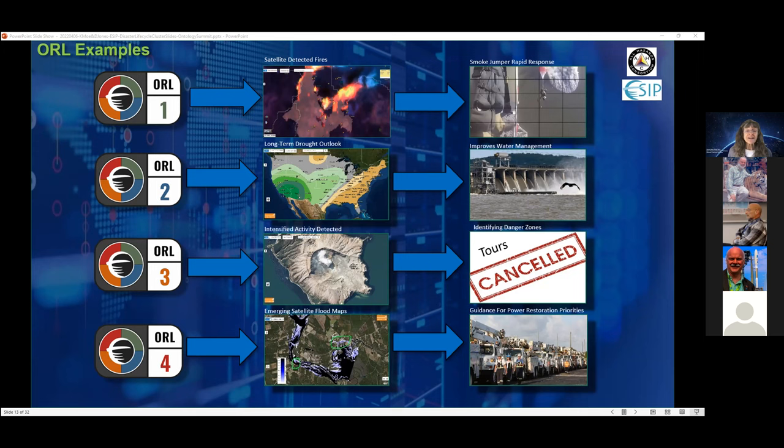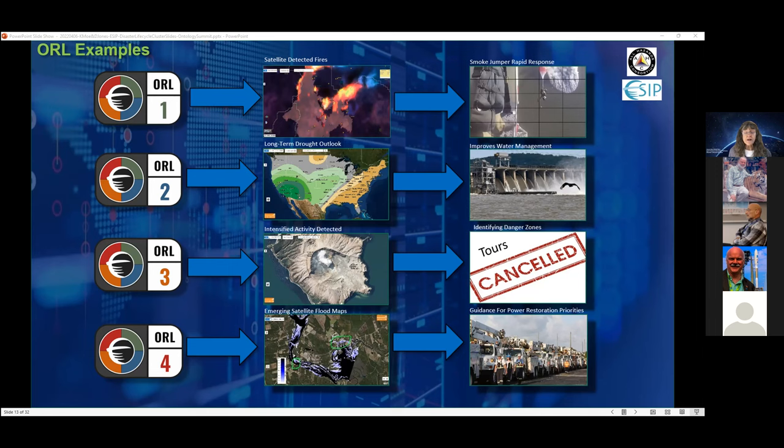The next chart, the next, ORL2, is the long-term drought outlook. This is a climate prediction product from one of NOAA's offices. And because it is a long-term product and not real-time, its usability would be for that kind of application, but would help people who are doing water management or doing some assessments of risk damage. The ORL3 example is a suite of sensors on an island in New Zealand.